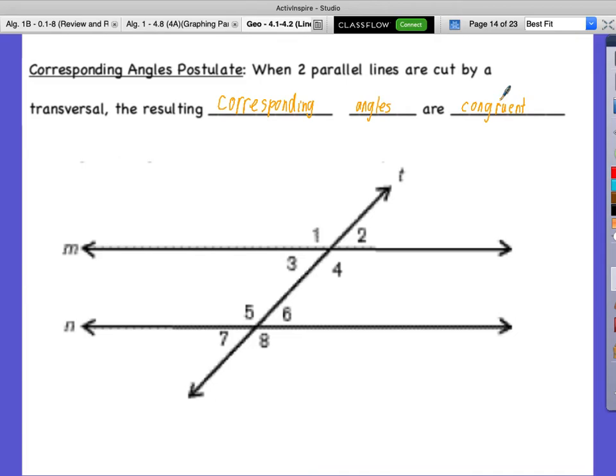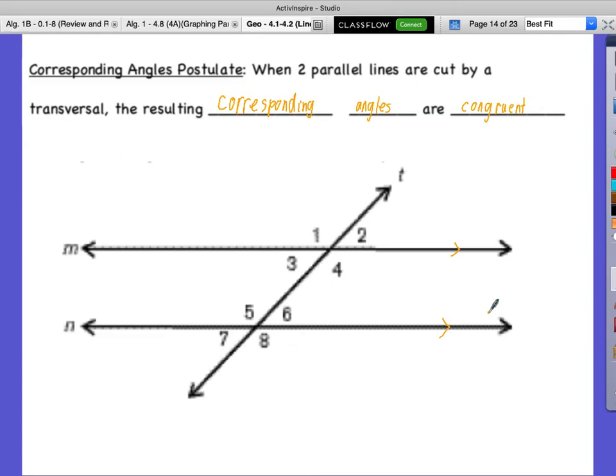Okay. So when 2 parallel lines are cut by a transversal, the resulting corresponding angles are congruent. So we've had 2 lines cut by a transversal. Now we're saying those 2 lines are parallel, meaning they don't intersect, okay? So I can show that lines M and N here. You don't have this line. That's okay. I'm asking you to follow along with your eyes. If M and N are parallel, we can draw that arrow on there to say they're parallel.